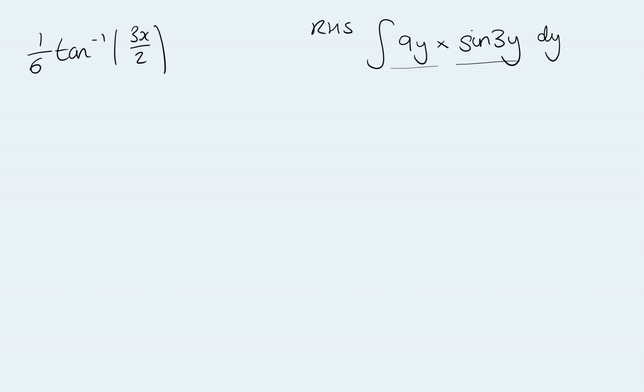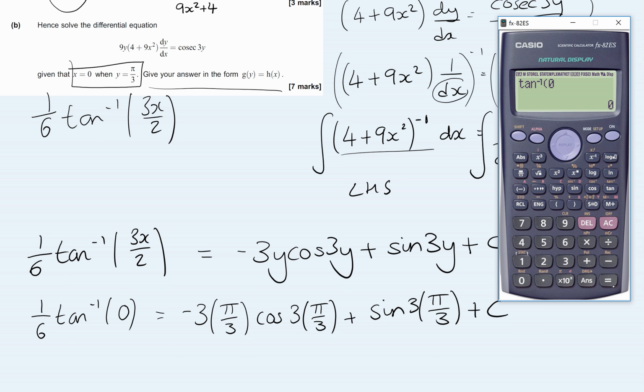So at this stage we just need to do a little bit of work on our calculator. So inverse tan of 0, you might not need a calculator for this one, if you think about what the tan graph is doing, but at 0 that's just 0. So this whole term here is nothing. I've got minus 3 pi over 3, so that's leaving me with minus pi. Cos of 3 pi over 3, the 3s are going to cancel, so I'm just going to do cos of pi, and I do need to make sure my calculator is in radians for the rest of this. So cos of pi is minus 1.